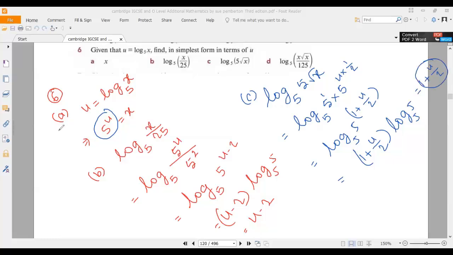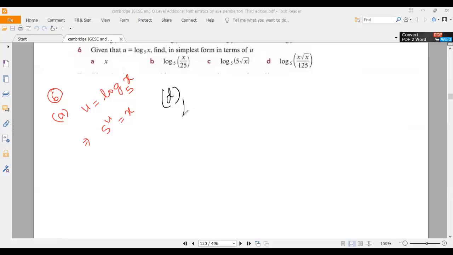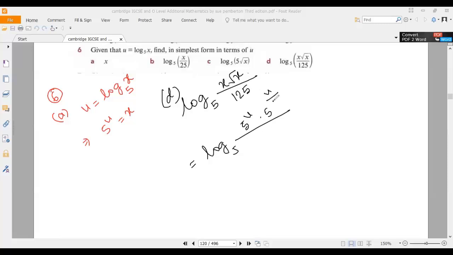Now we need to solve number D. To solve number D, we need only number A, so we will erase the remaining ones. Number D says log base 5 of x root x by 125. Here x represents 5 to the power u, and root x means 5 to the power u/2. And 125 will be 5 cubed, because if I convert 125 into prime factors, it will be 5 into 5 into 5. So 5 cubed.